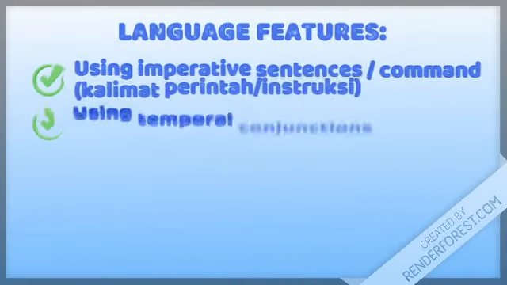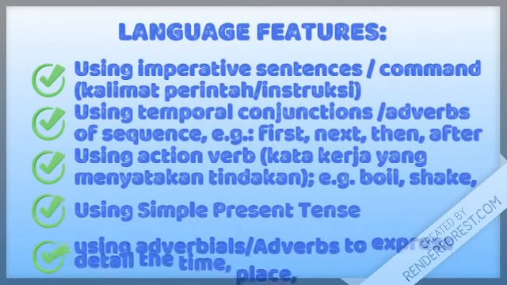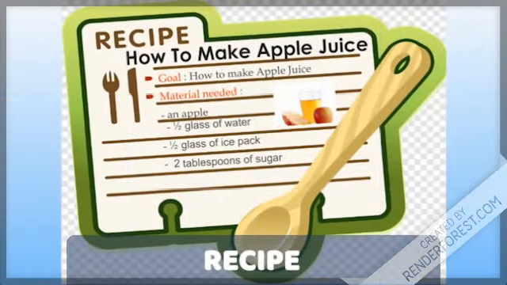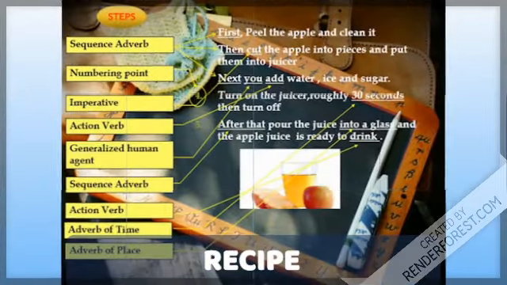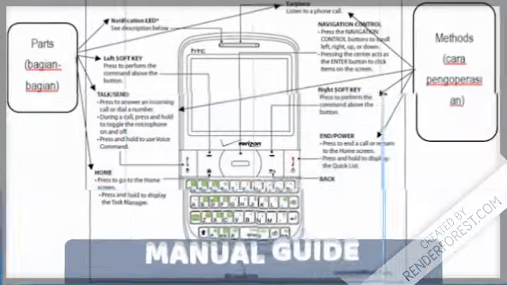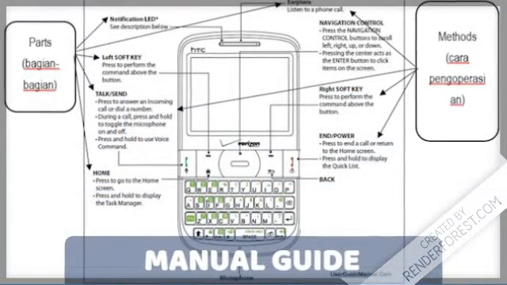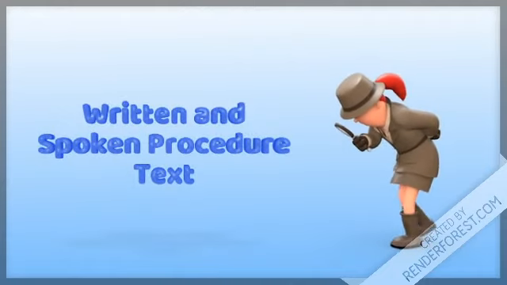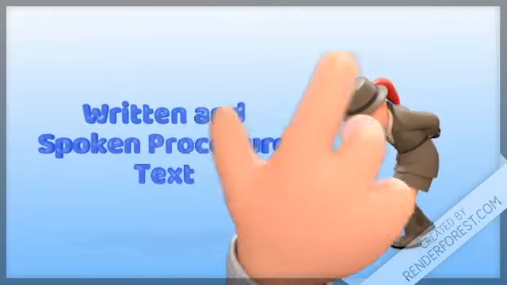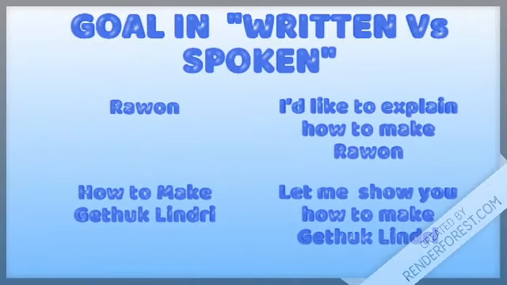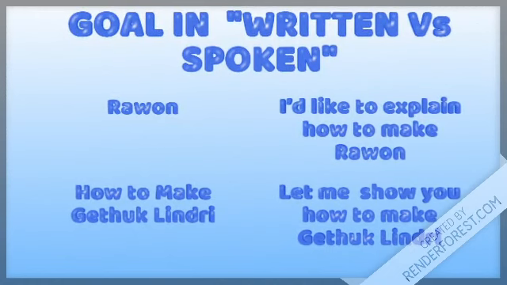Then how to write a procedure text? Study this language feature. Now, please observe this recipe. Then, compare with this manual. Procedure text can be in written and spoken. Goal in written is rawon. In spoken is I'd like to explain how to make rawon.